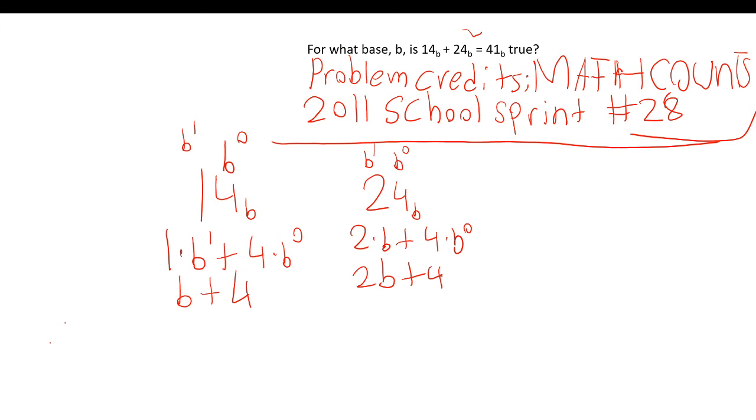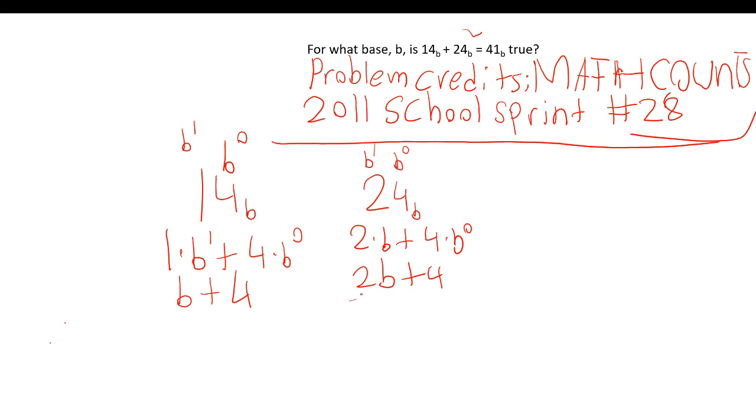Also, the reason we know that b to the 0th power is just 1 is because b cannot be 0. That's how we know that. And 0 to the 0th power is basically undefined. There's not a clear answer to what 0 to the 0th power is. And now we have this sum.